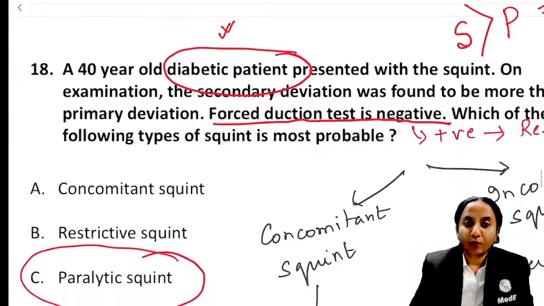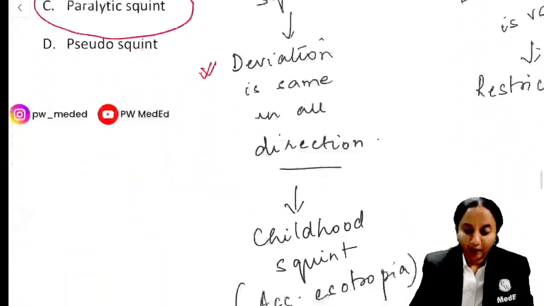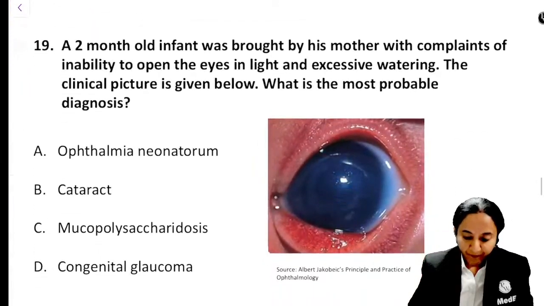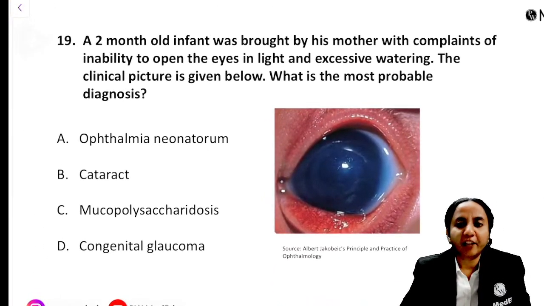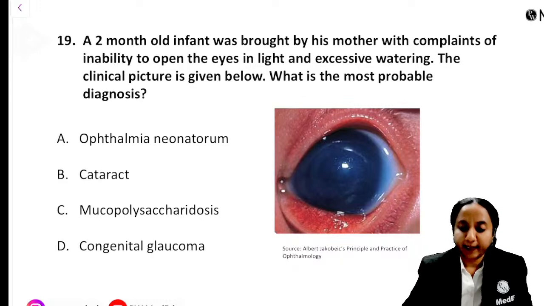Right? So this is about this question. Let's go to the next one. Very, very simple question. A two-month-old infant was brought by his mother with complaint of inability to open the eyes in bright light and excessive watering.